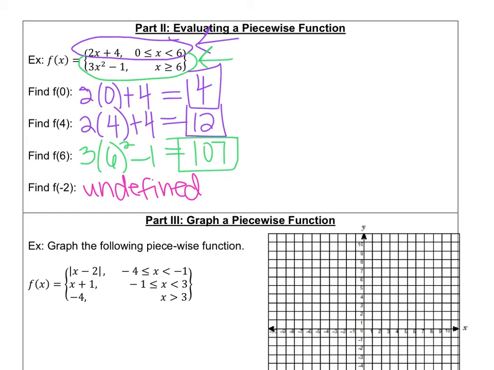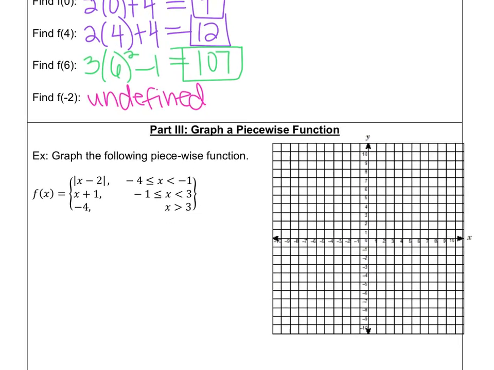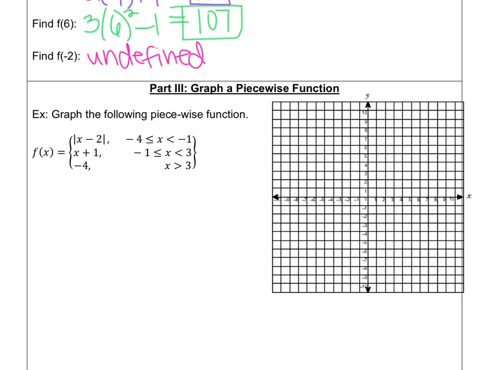All right, last example, part 3. This time we're given a function and we're going to graph it. You can actually type this in your calculator if you wanted to, or you can do it by hand. If you want to do it on your calculator, you have to hit the button right next to 9 and then go to the option that looks like this. And then you can type it in just like this. You would put in absolute value of x minus 2, and then you would type in this whole inequality.